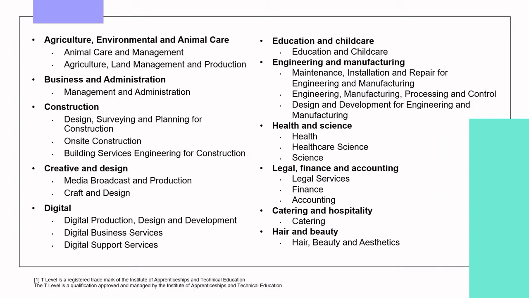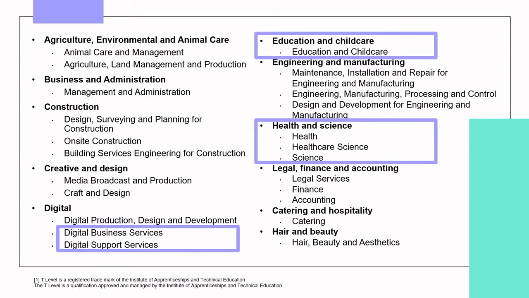So these bold bullet points are the 11 occupational routes that T-levels have either been developed for or will be developed for. And these are the routes identified by the Sainsbury's report. And the sub-bullet points, they are called the pathways.